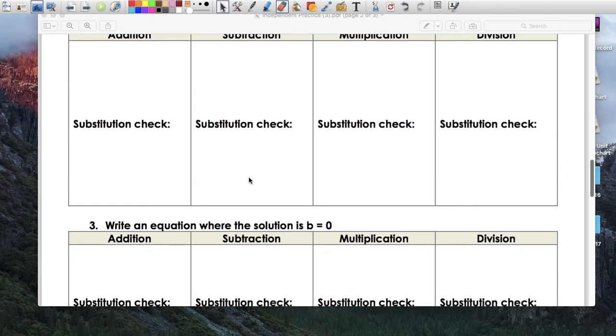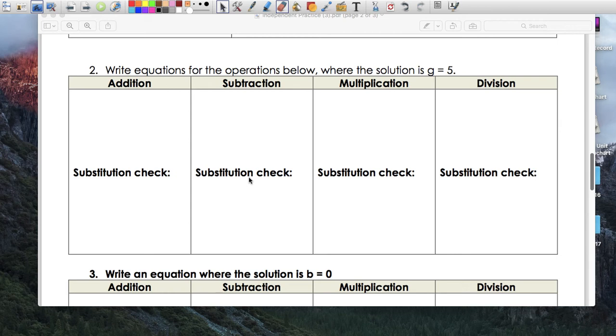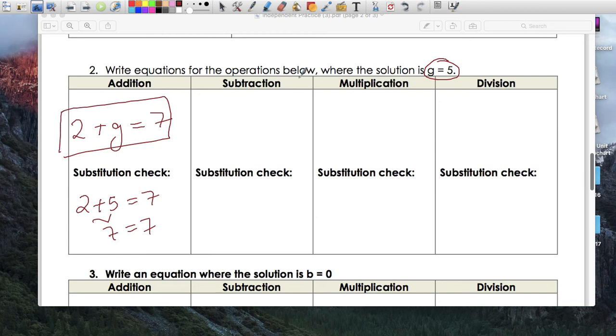Yeah, let's keep moving. Write an equation for the operations below where the solution is g equals 5. So let's keep it simple. Let's see. 5 plus g equals 7. Would that work? If g equals 5, did I create an equation where, oh, obviously not. Nope, I messed up. I don't need a 5, I need a 2 over here. 2 plus g equals 7. So if I took the g out and put 5 in its stead, would that give me 7? Let's see. 2 plus 5. Yeah, look at that. This is 7, which is 7 on this side. So I created this addition equation.